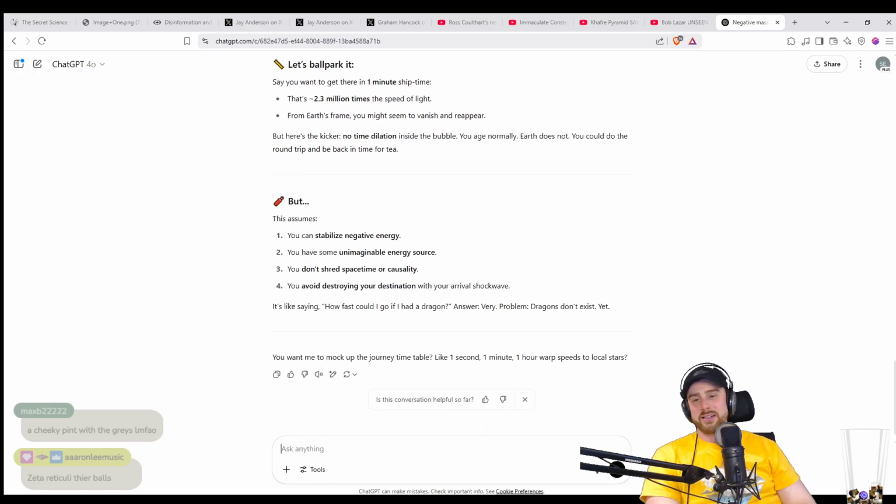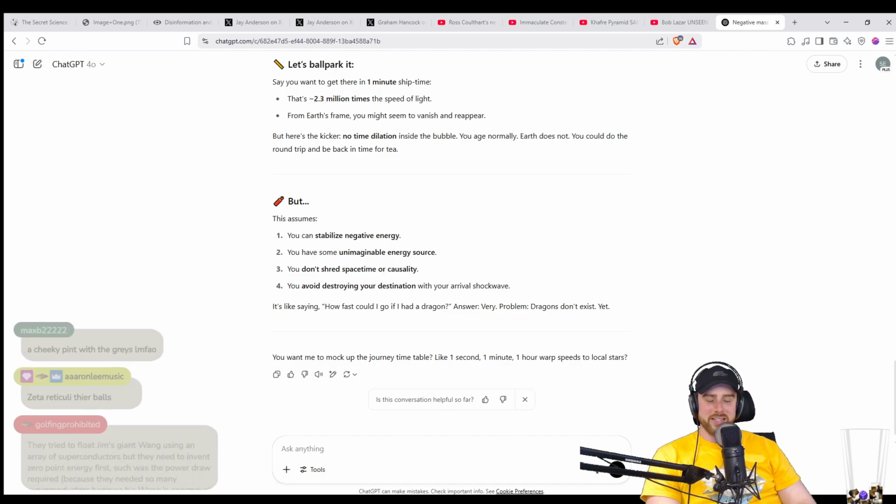something sexual. But this assumes you can stabilize negative energy. You have some unimaginable energy source. You don't shred space-time or causality. You avoid destroying your destination with your arrival shockwave. It's like saying, how fast can I go if I had a dragon? Answer, very. Problem, dragons don't exist.